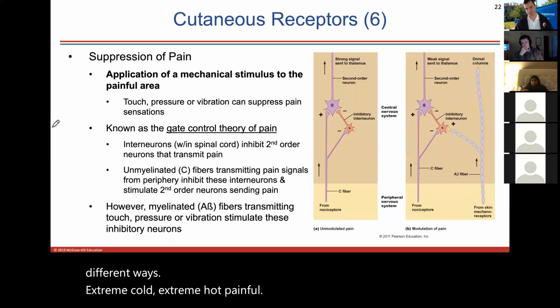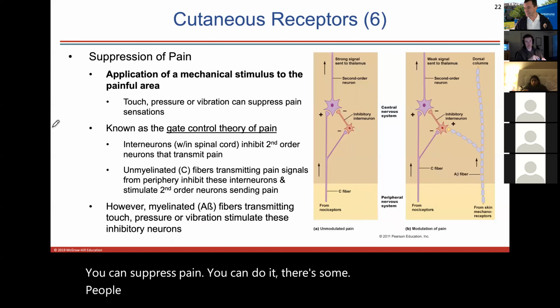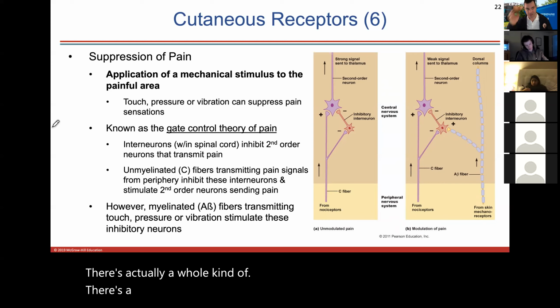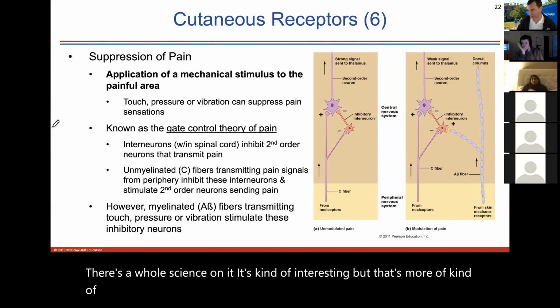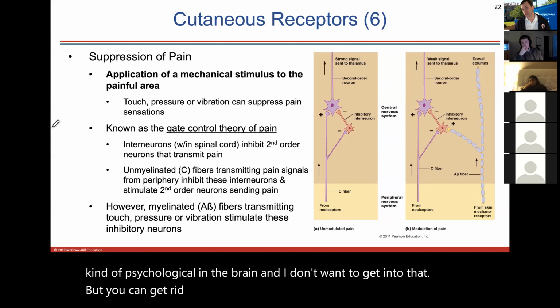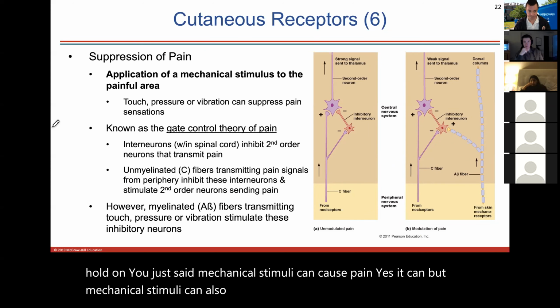You can suppress pain. You can do it. There's some people who can meditate and get rid of it. And there's actually a whole science on it. It's kind of interesting, but that's more psychological in the brain, and I don't want to get into that. But you can get rid of pain through mechanical stimulation. You're like, holy crap, hold on. You just said mechanical stimuli can cause pain. Yes, it can. But mechanical stimuli can also inhibit that pain as well.